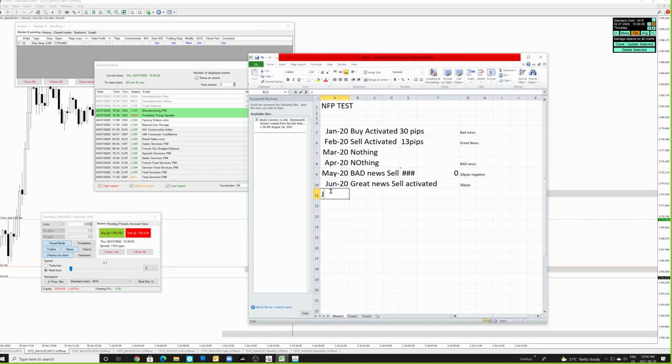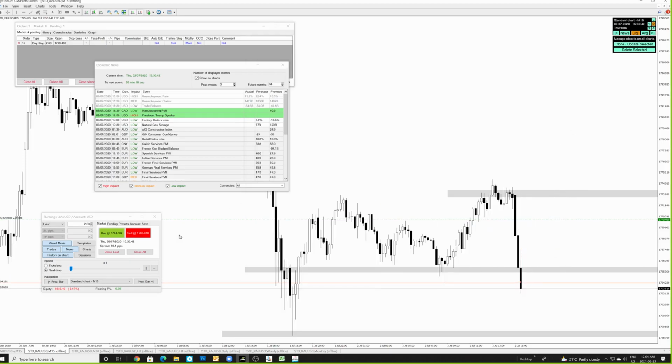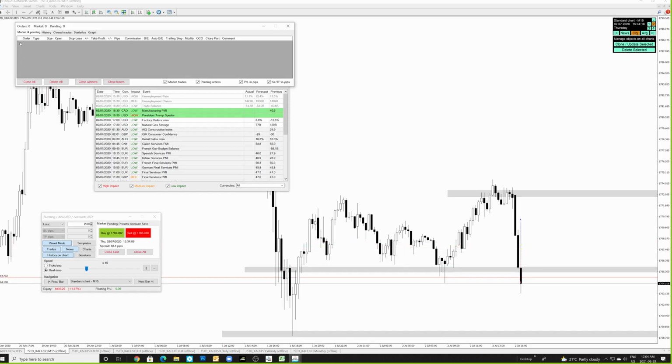All right, July 2020. As expected, sell activated. What was this? 30 pip? 30 pip negative. Awesome. So it looks like we did move down here. Oh, no, actually it was nothing. Oh, wait, remove the buy stop before it gets... Oh, buy stop also got activated.